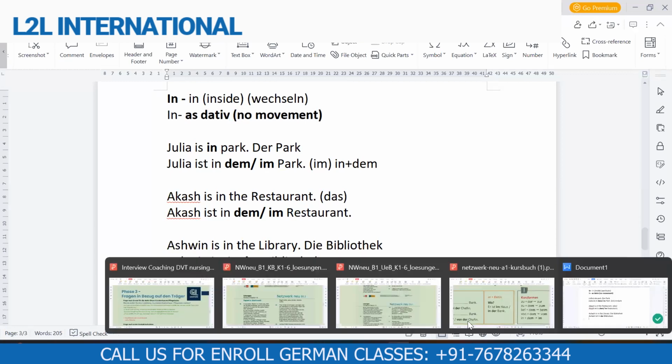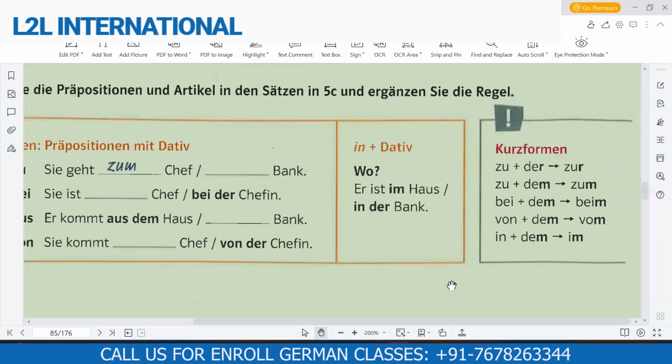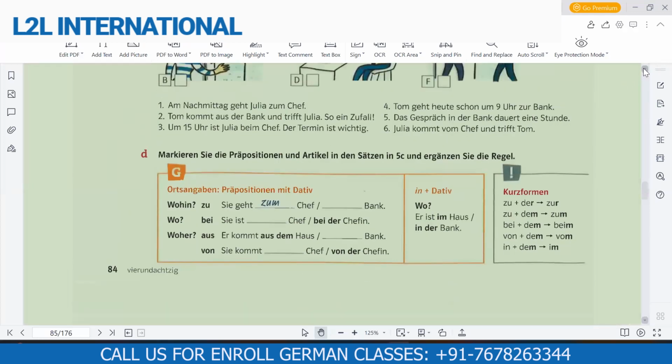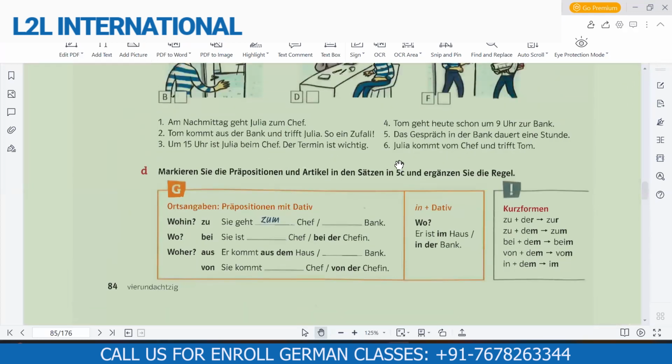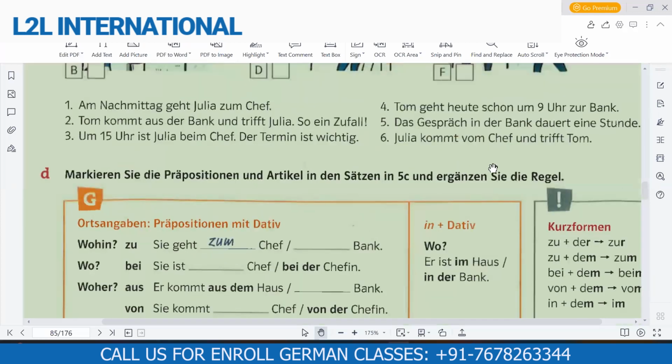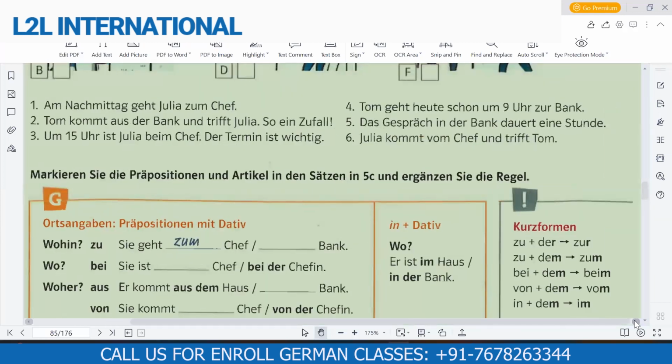So now let's see the sentence that we had in the book, which says, Das Gespräch, that means the conversation, in der Bank dauert eine Stunde. What does this sentence mean? And why did we change it there? Anybody who can answer me?